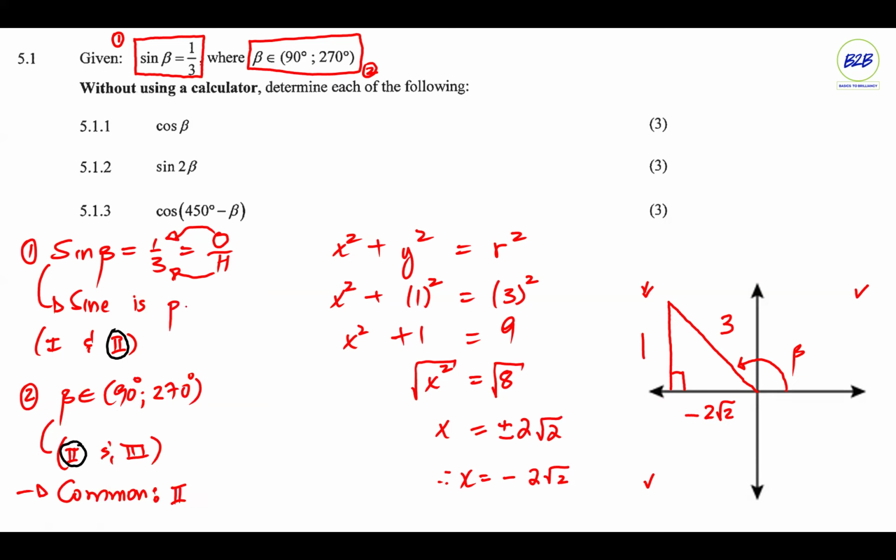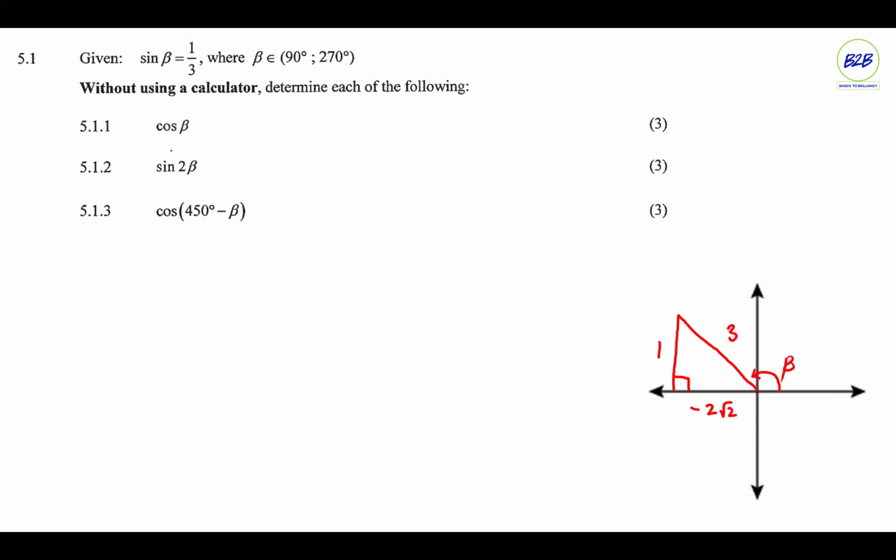All right, so in summary, now we have identified the quadrant, and then we have sketched our right-angled triangle, and then what remains is to answer those questions. And that is what we are going to do right about now.